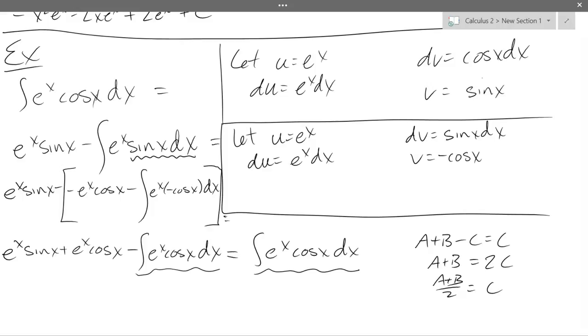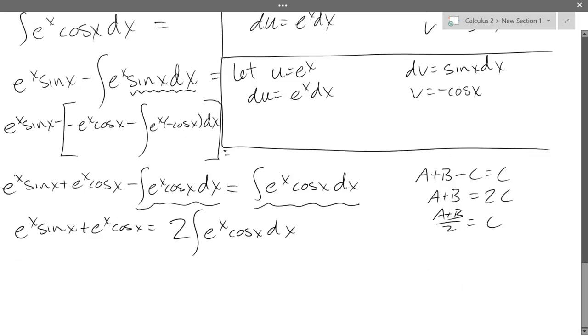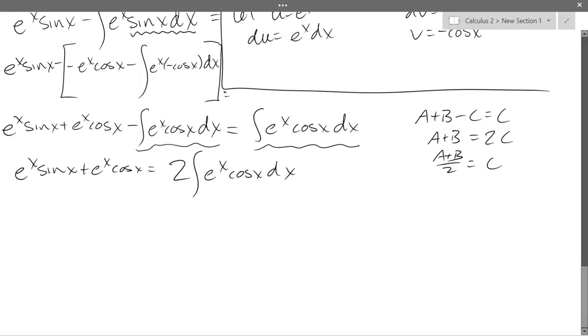Collect like terms. So we're going to add to the other side. e to the x sine x plus e to the x cos x equals 2 times the integral of e to the x cos x dx. All right, last move, divide everything by 2. And somewhere I need a plus C. So I'll do that right here. Plus C equals.